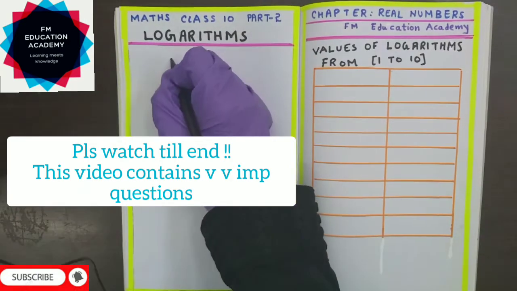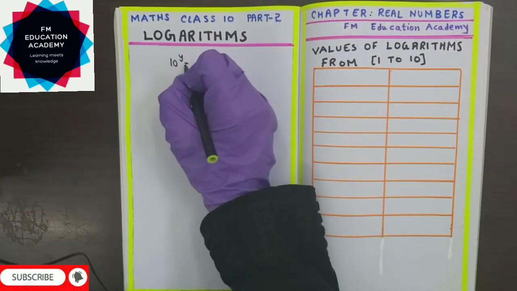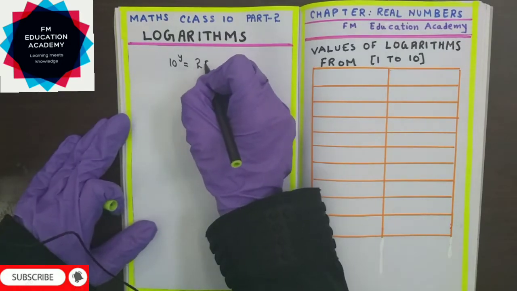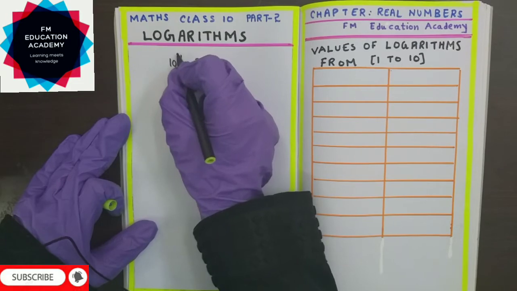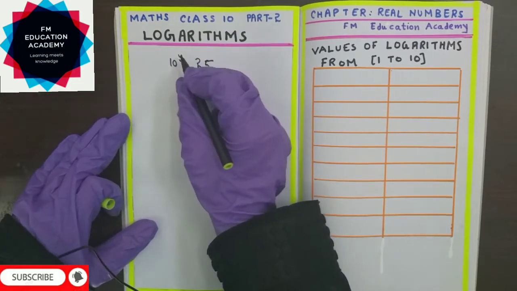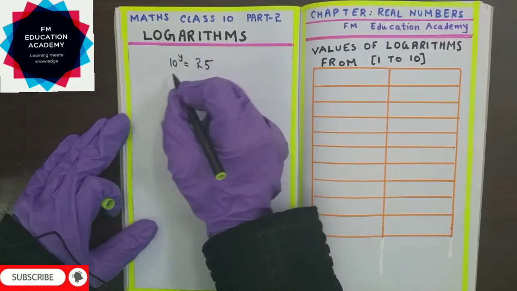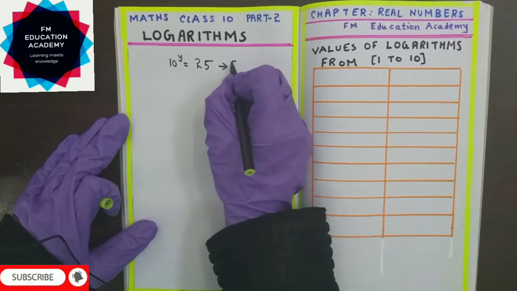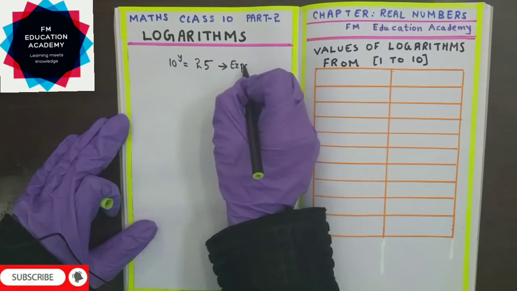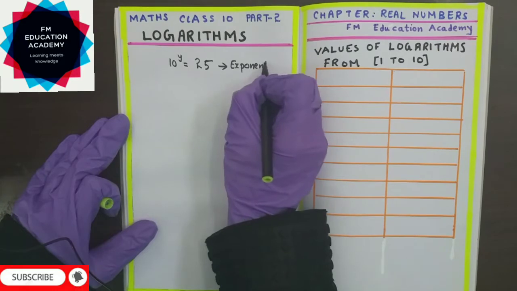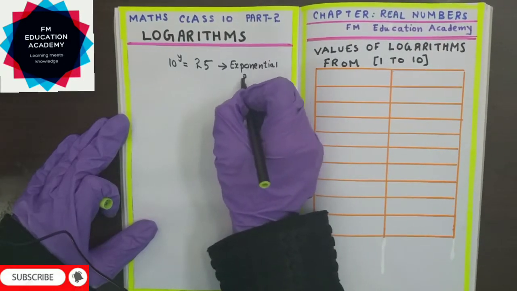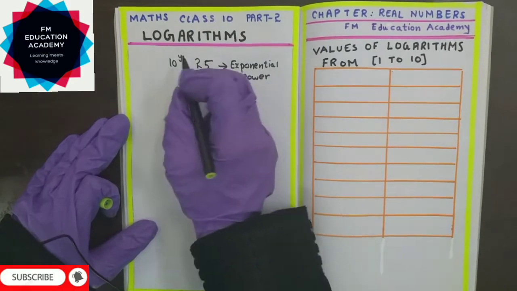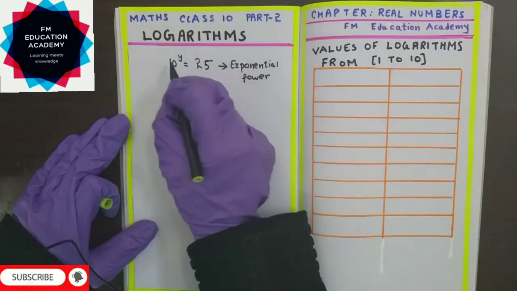Consider there is an equation 10 power y is equal to 25. Now I want to find out the value of this y. As we know, here y is known as the exponent, so I can say that this equation is in exponential form. Exponential form means when we have exponents and powers, then it is called exponential form.